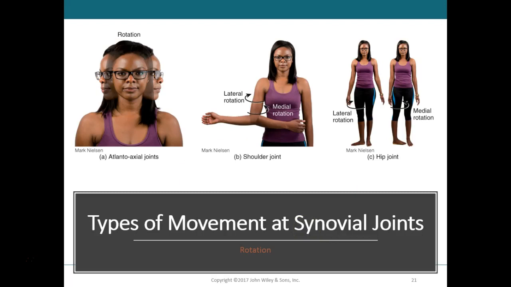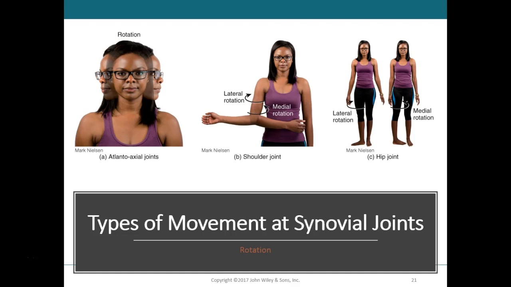All right, so now let's look at rotation. Rotation involves a bone revolving around its own axis. So you have two of your vertebrae located right below the base of your skull, your atlas and your axis. And the axis provides a pivot point for rotation. So when you're shaking your head back and forth like you're saying no, that is rotation.